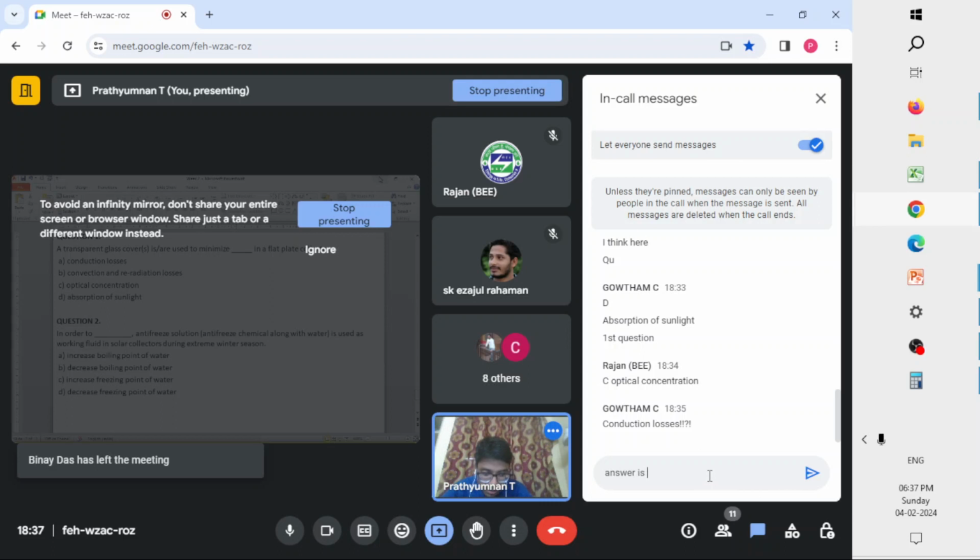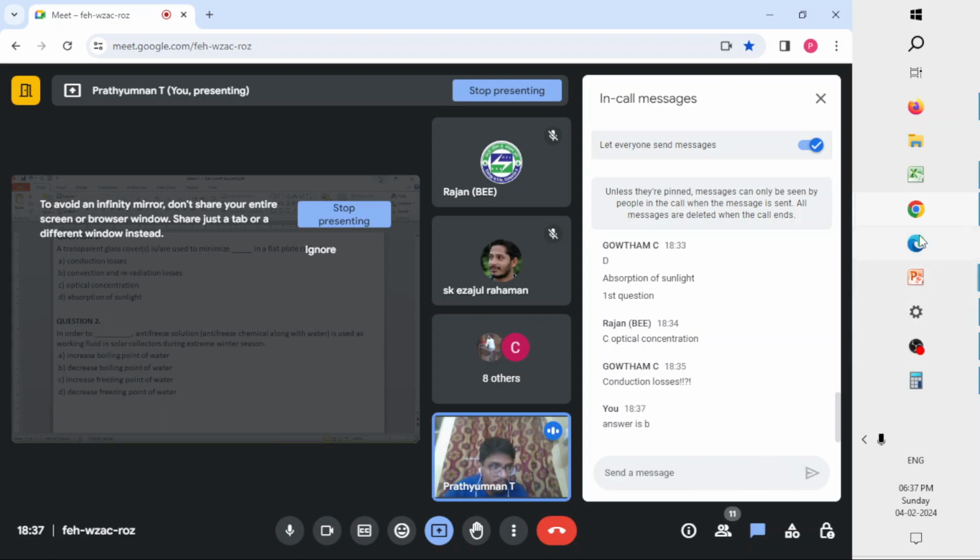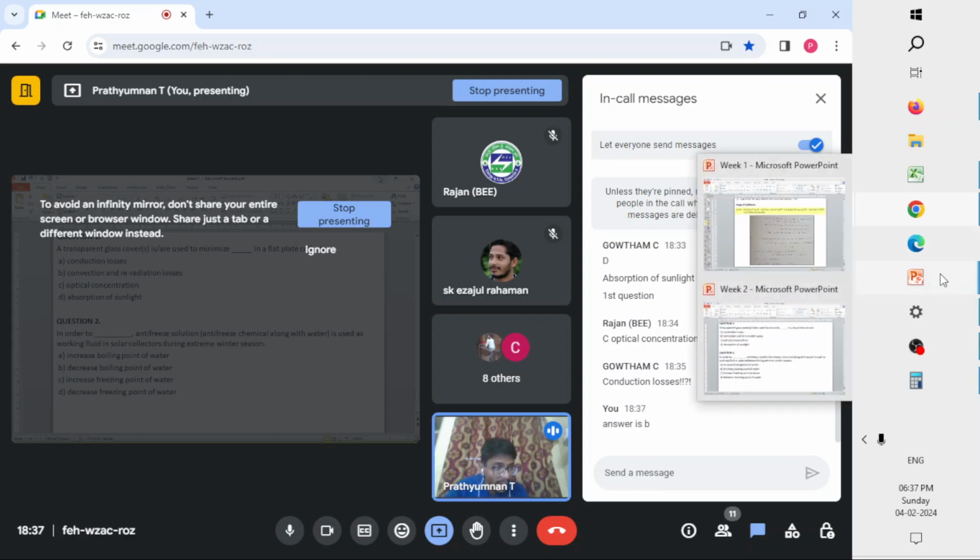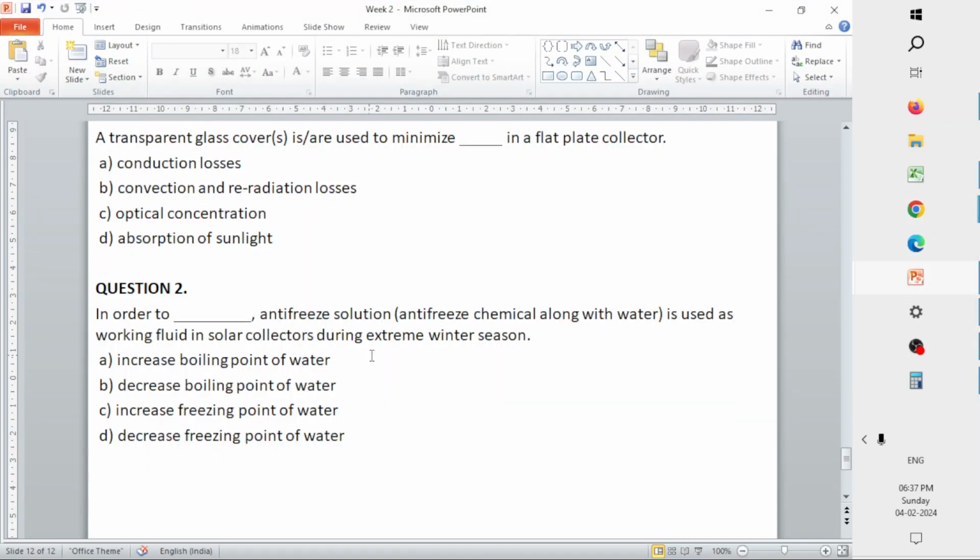Answer is B. Now let's move on to the next question. I have one more question, but I haven't typed it here, and I will be asking it as an open question. So question 2: in order to prevent freezing, an anti-freezing chemical along with water is used as the working fluid in a solar collector during the extreme winter season.